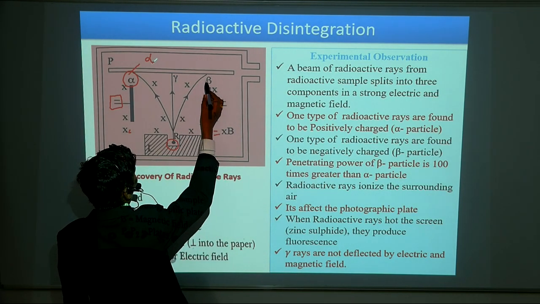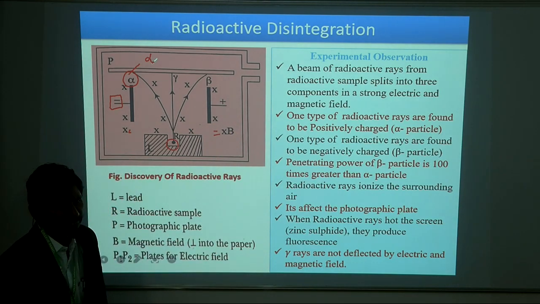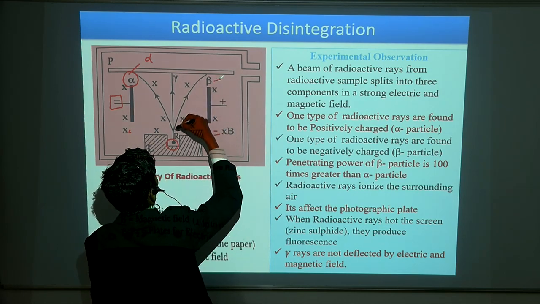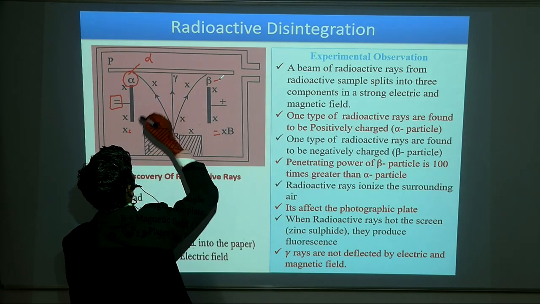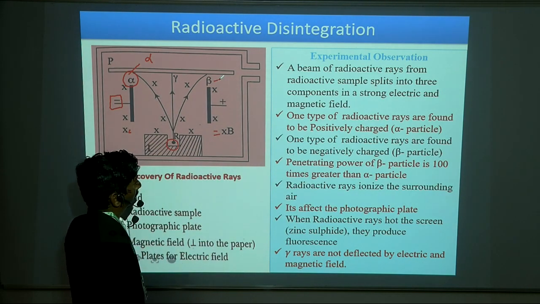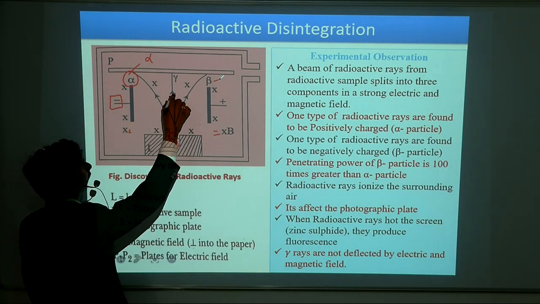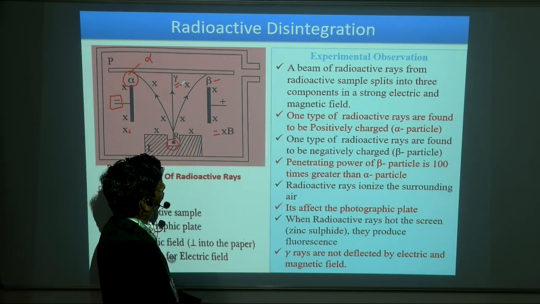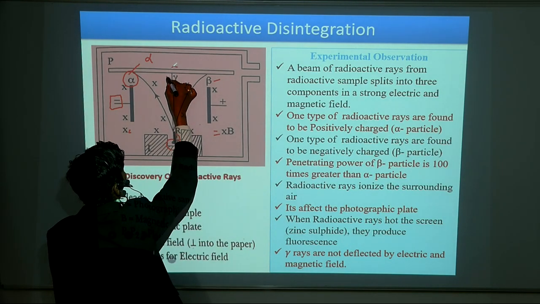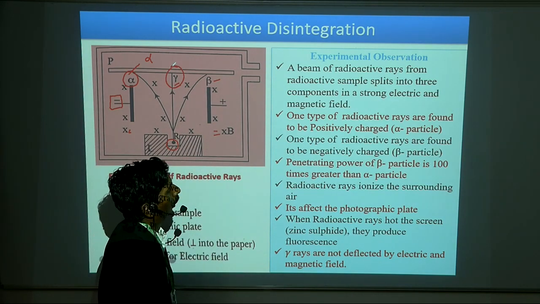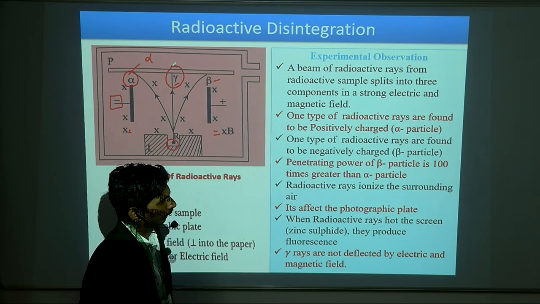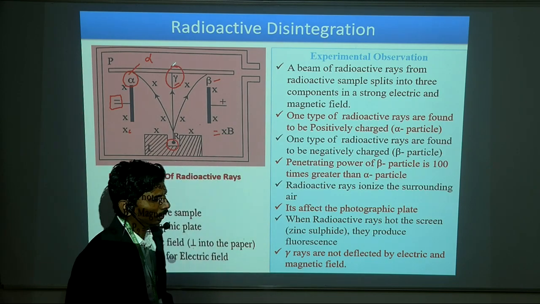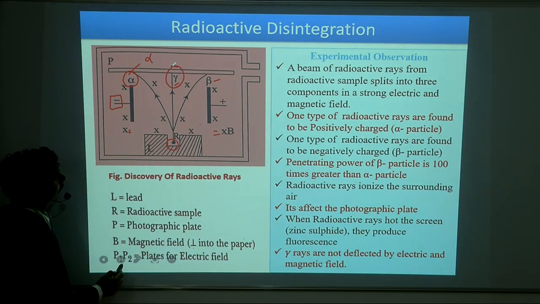Beta particles are deflected towards the positive plate, which means beta is negatively charged. It deflects much less compared to the alpha particle, which means it is a light particle. The third is the gamma particle, which is not deflected by any electric plate, positive or negative. Therefore, we consider gamma to be electrically neutral. On this basis, we study various phenomena like their masses, velocity, ionization power and penetration power.